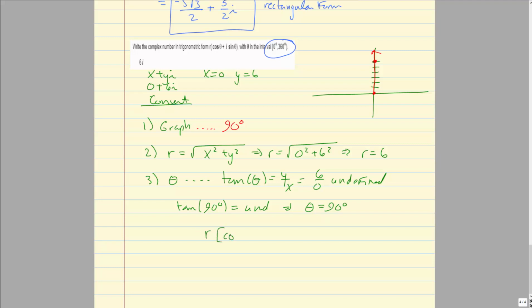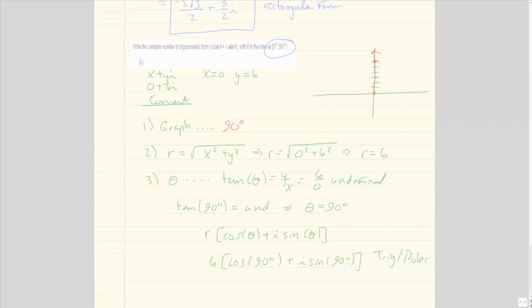So again, I'm going to put this into r cosine theta plus i sine theta. It is 6 cosine of 90 degrees plus i sine of 90 degrees. And this would be my trig or my polar form. Sometimes those can look a little bit different when they're missing either the x or the y, but the big important thing to remember here is just to write it out anyway and go through the steps of solving it, and you should be able to pretty quickly see what's going on there.